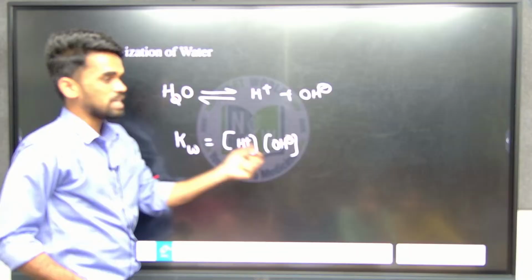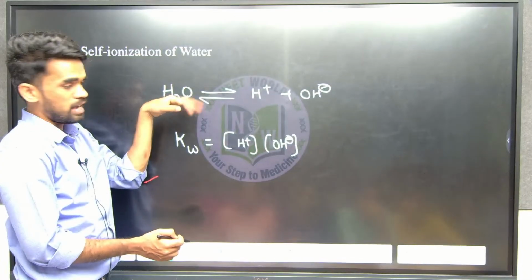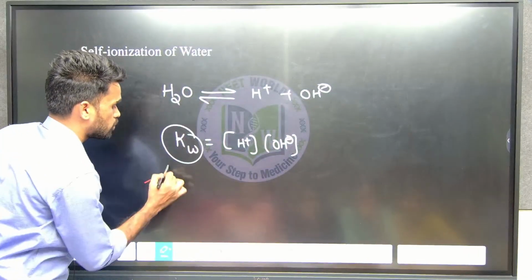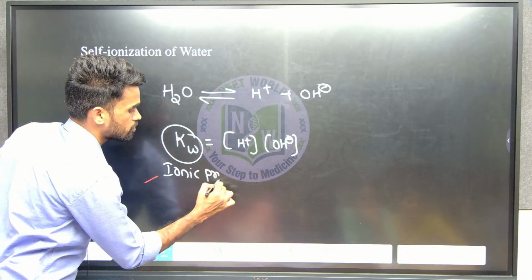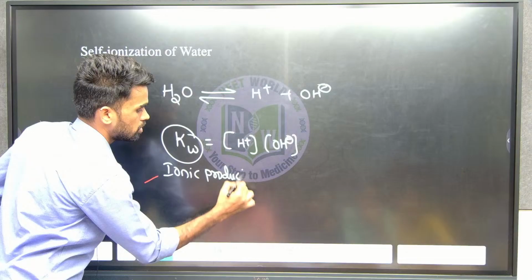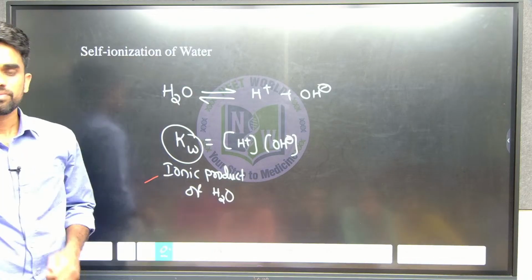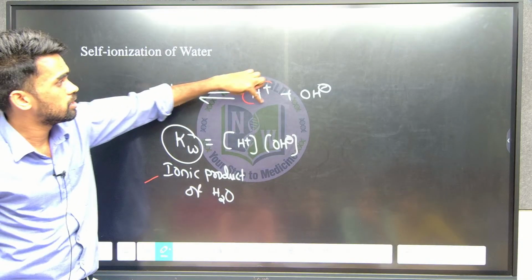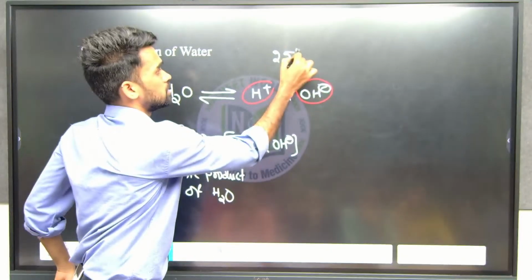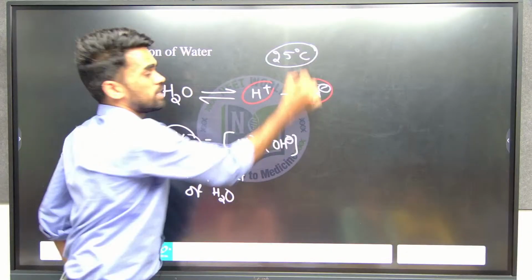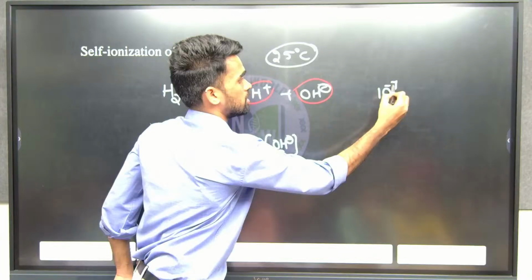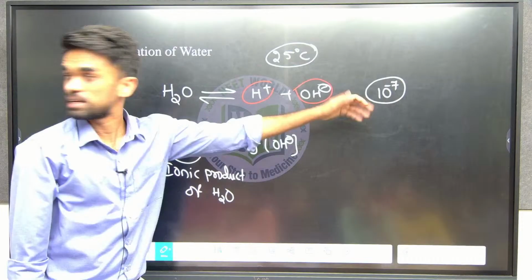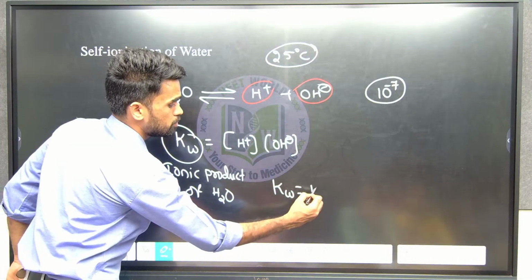Equilibrium constant means what we will write? Product concentration by reactant concentration. So this ionic product of two ions that come from water is called the ionic product of water. Okay. So now if you measure the concentration of H plus ion and OH minus ion at 25 degrees Celsius, it is found to be 10 power minus 7. This value is fixed. Okay. So now the ionic product, how much will it become? Tell me.